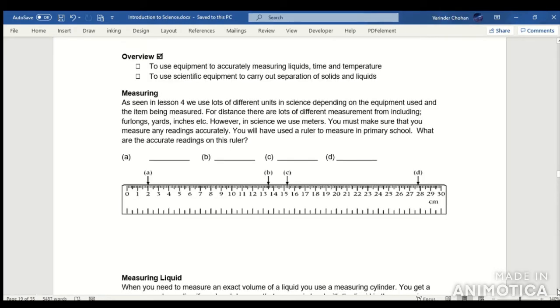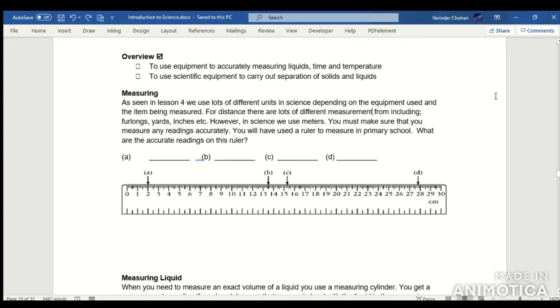Overview: to use equipment to accurately measure liquids, time and temperature, to use scientific equipment to carry out separation of solids and liquids. As seen in lesson 4, we use lots of different units in science depending on the equipment used and the item being measured.